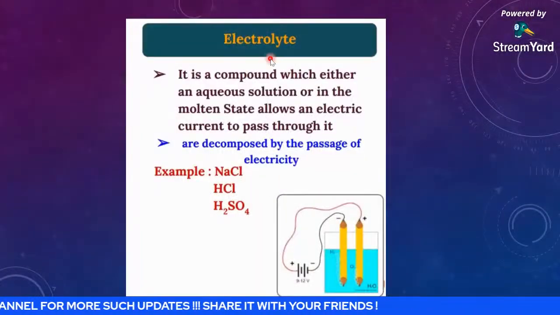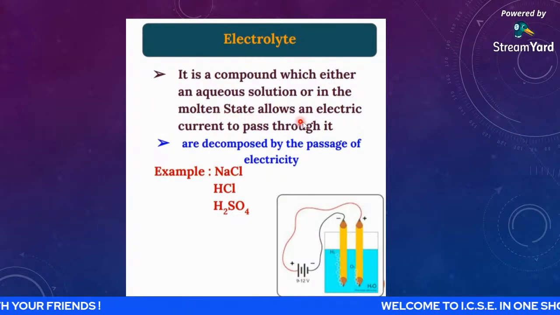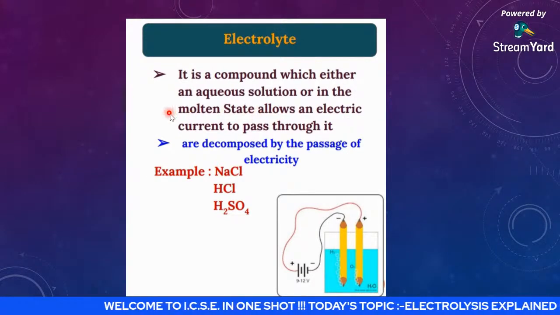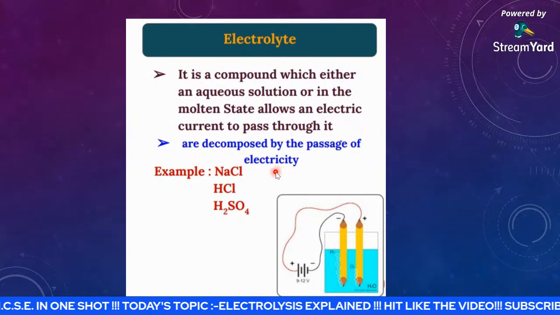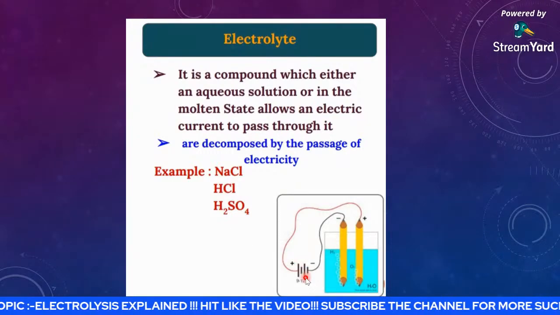Now, electrolyte. An electrolyte is a compound which, either in an aqueous solution or in the molten state, allows the electric current to pass through it. Thus, it actually undergoes decomposition. They are decomposed by the passage of electricity, namely NaCl, HCl, H2SO4.